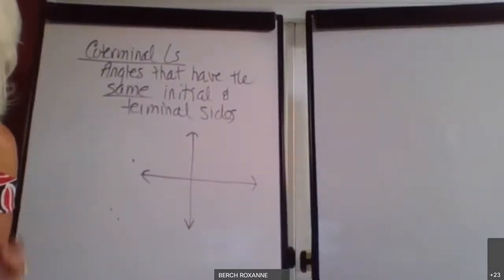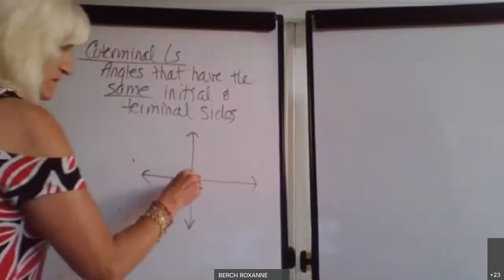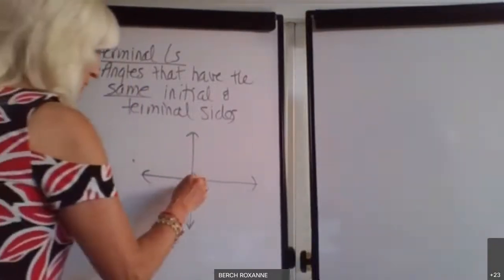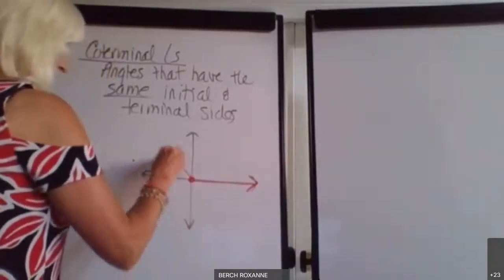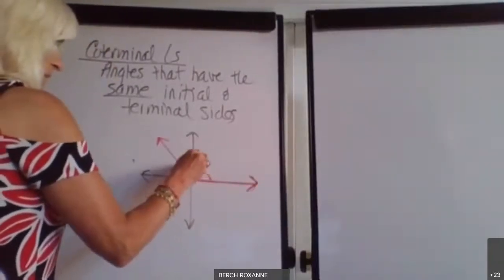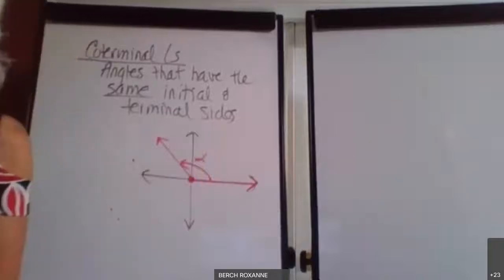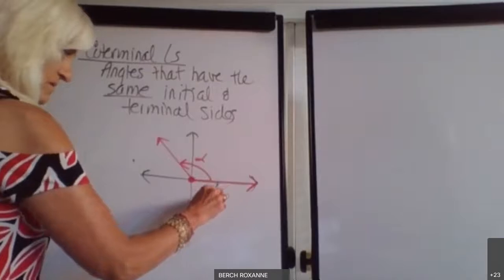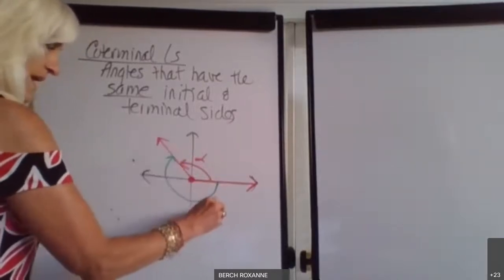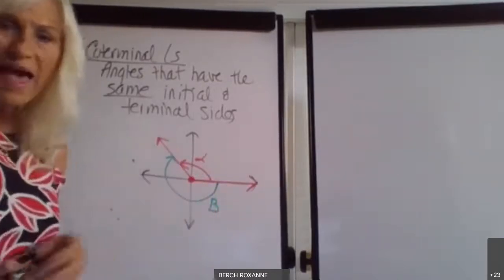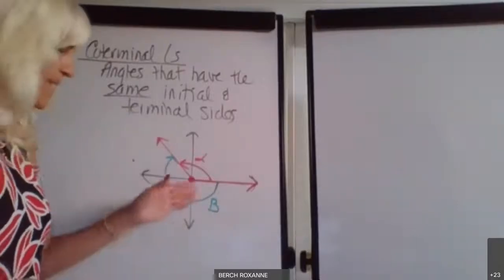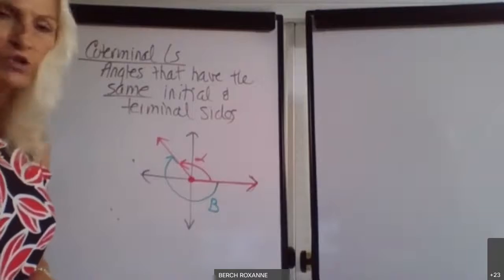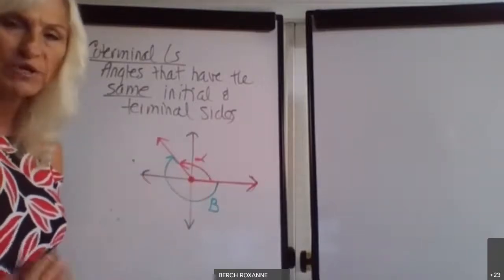So I'm going to draw two angles. The first angle looks like this, and I'm going to call it alpha. And the other angle looks like this: beta. So alpha is a positive angle and beta is a negative angle, but these are coterminal. The reason they're coterminal is they have the same initial and terminal sides.